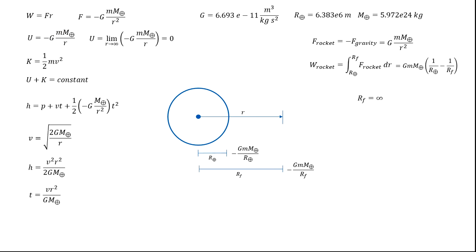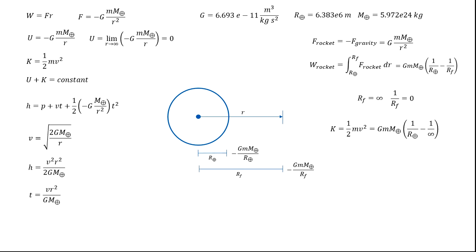Let's say we wanted to know the velocity at the surface of the Earth that the rocket would have to travel to escape completely from the Earth's gravity. In that case, we'd set the outer radius r sub f to infinity. If r sub f is infinity, then 1 over r sub f is 0. The kinetic energy required would equal the change in potential energy.